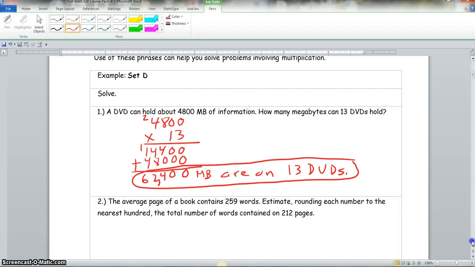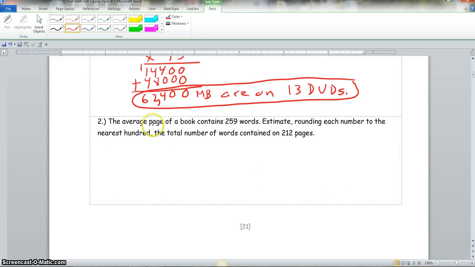Okay, now we scroll down here to number 2. It says the average page of a book contains 259 words. Estimate, rounding each number to the nearest hundred, the total number of words contained on 212 pages. So if we round this to the nearest hundred, 259 rounded to the nearest hundred will be 300. 212 rounded to the nearest hundred is 200.